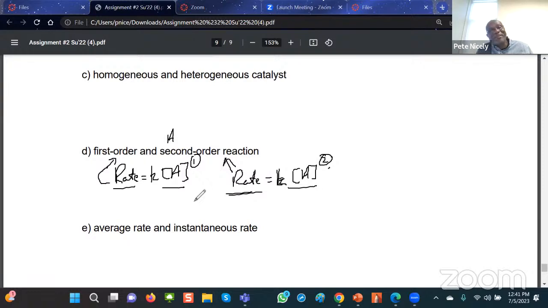All right? Any questions about that one? Okay, what about E? I think E is the last part of question number 11. Yes, indeed. So in the case of E, they're asking for the difference between the average rate and the instantaneous rate. So in your own words, what is the difference between the average rate of a reaction and the instantaneous rate of a reaction? Anybody?